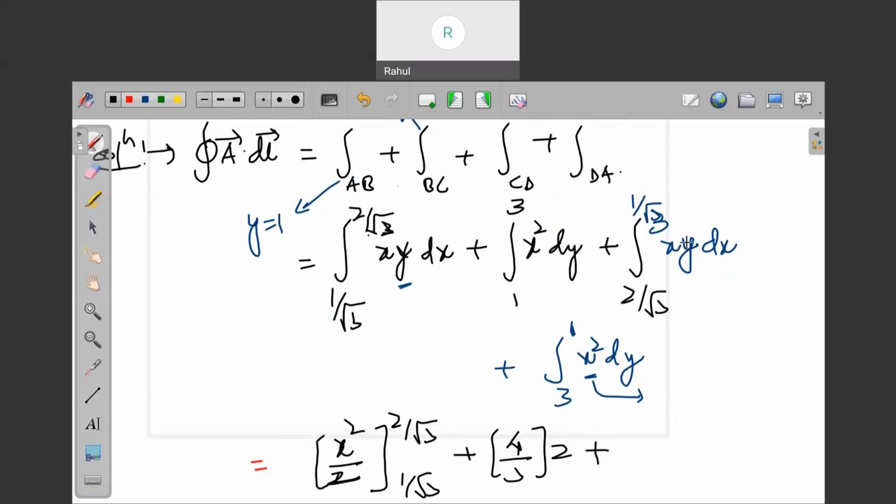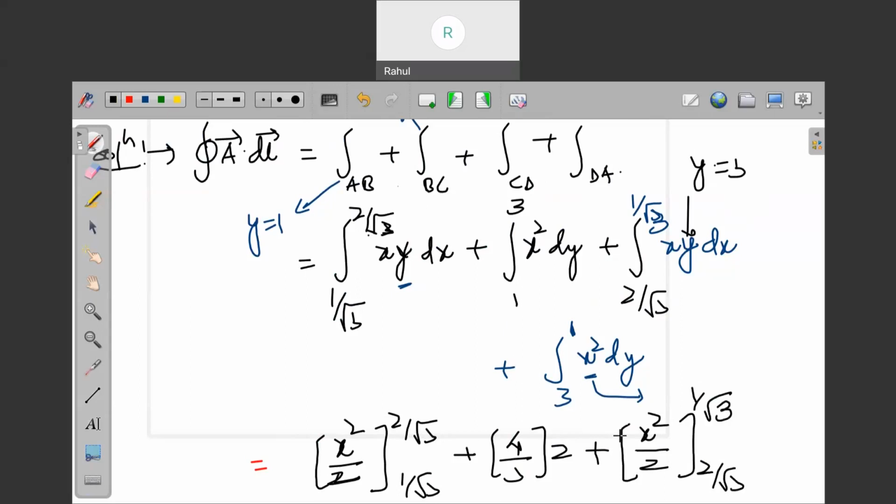Plus here you have to put y equal to 3 in place, when you are moving from C to D. And this is going to be x square, so again you can say this is x square by 2, and your limit of integration is from lower limit 2 by root 3 to 1 by root 3.